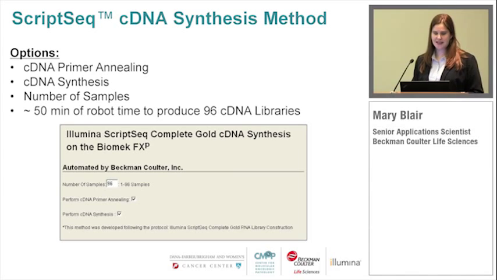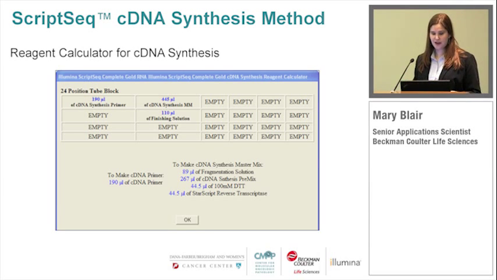The second method, the cDNA synthesis method, has a couple more options because there are some start and stop points in the protocol. So you can perform your cDNA primer annealing. You can stop there, or you can go to your cDNA synthesis, or you can run both together. Again, a reagent calculator will pop up and tell you exactly how you make everything and where to put it based on the options that you choose within the user interface.